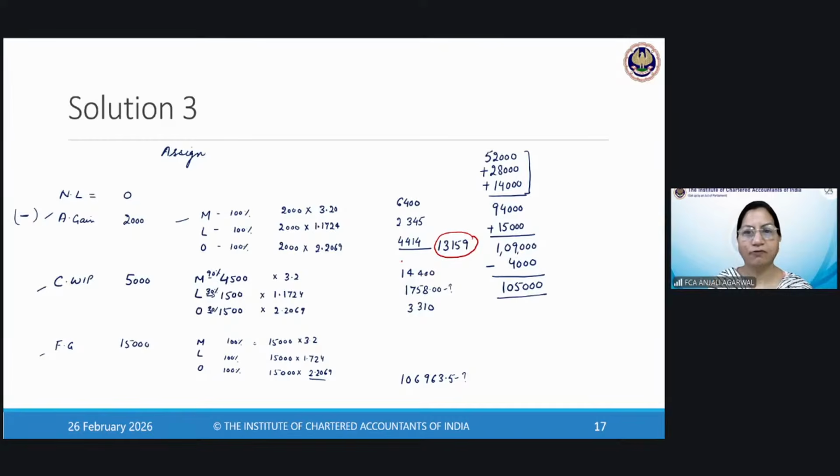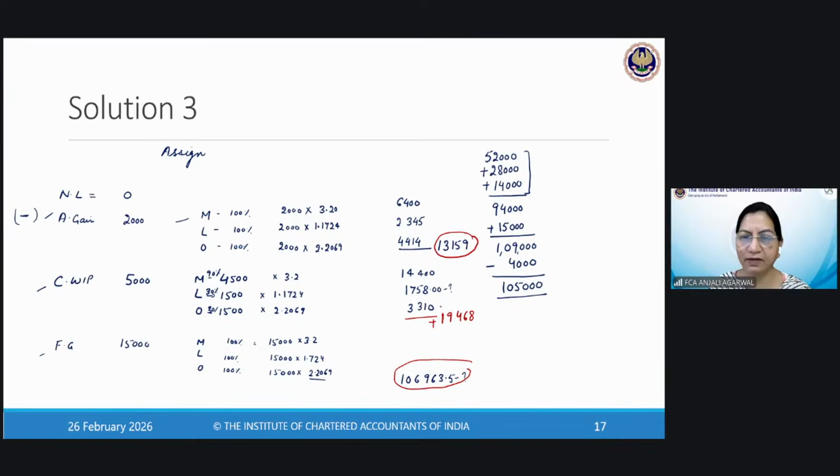The cost of closing WIP is 14,400 plus 1,758 plus 3,310. So this is 19,468 and this is 1,06,963. Now just see, these two are in positive and this one is in negative.